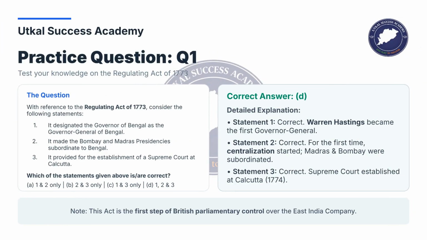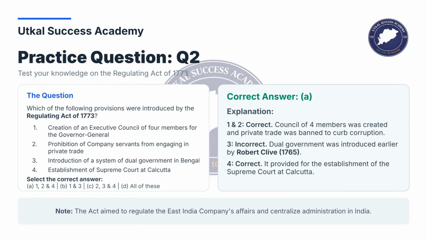The question asks which statements are correct: Governor-General designation, subordination of Bombay and Madras, and establishment of a Supreme Court. The correct answer is D. All statements are correct, as the act was the first step toward British parliamentary control. The second question tests which provisions were introduced by the 1773 Act. Statements 1, 2, and 4 are correct, making option A the right answer. Dual government was introduced earlier, in 1765, by Robert Clive, not by this act.